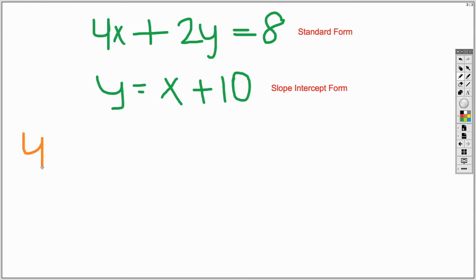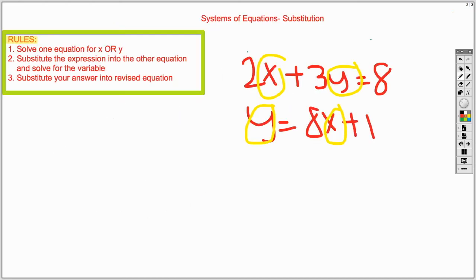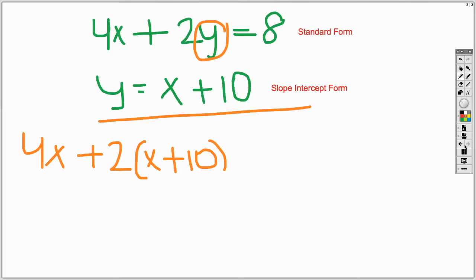What you would do is write your standard form, 4x plus 2, and instead of writing y, you would write this y, which equals x plus 10. I'd put x plus 10 in parentheses. We can immediately see that we're going to be solving for x, which is one of our rules: solve for one variable, x or y. We're solving for x in this case. And then you just write it equals 8.